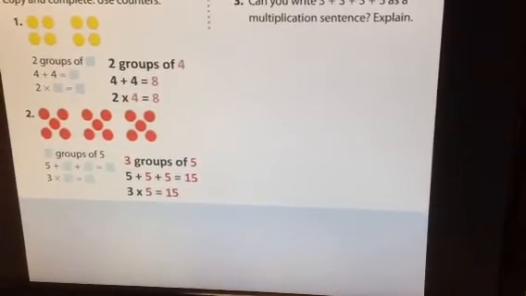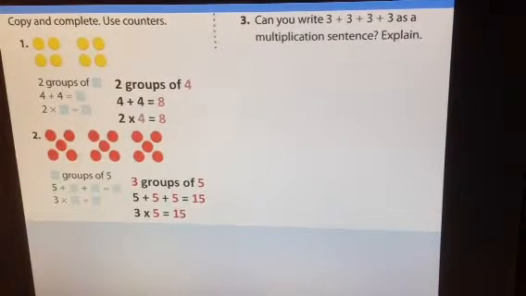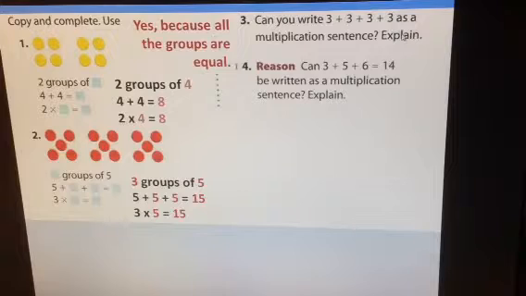I have another question for you to think about. It asks, can you write 3 plus 3 plus 3 plus 3 as a multiplication sentence? Is there a way to do that by multiplying? Think about it. Yes, there is. They're all the same number. Here's the answer. Yes, you can, because all the groups are equal. The groups have to be equal in order for you to multiply.